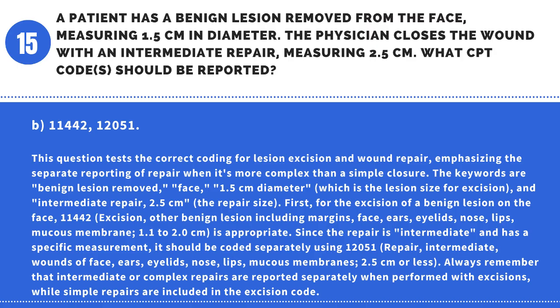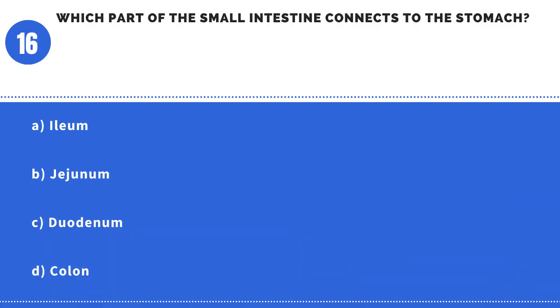First, for the excision of a benign lesion on the face, 11442, excision, other benign lesion including margins, face, ears, eyelids, nose, lips, mucous membrane, 1 to 20 cm, is appropriate. Since the repair is intermediate and has a specific measurement, it should be coded separately using 12051, repair, intermediate, wounds of face, ears, eyelids, nose, lips, mucous membranes, 2.5 cm or less. Always remember that intermediate or complex repairs are reported separately when performed with excisions, while simple repairs are included in the excision code.